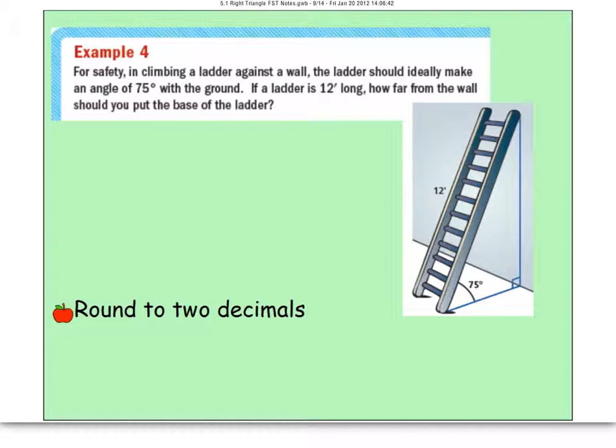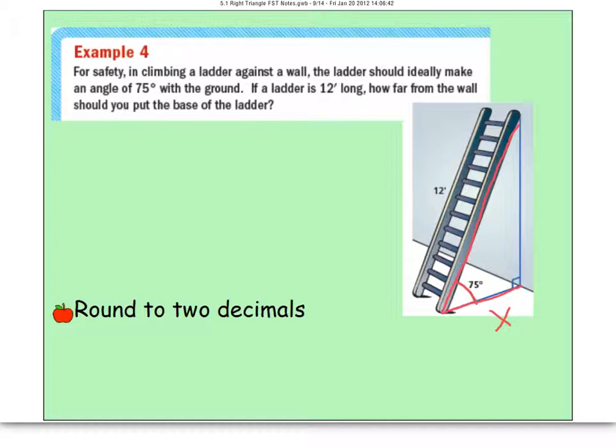For safety, in climbing a ladder against a wall, the ladder should ideally make an angle of 75 degrees with the ground. So what you're seeing here is the ladder and the ground, the 75 degree angle. If the ladder is 12 feet long, so it's right there, how far from the wall should you put the base of the ladder? So the question is, what should this side length be?